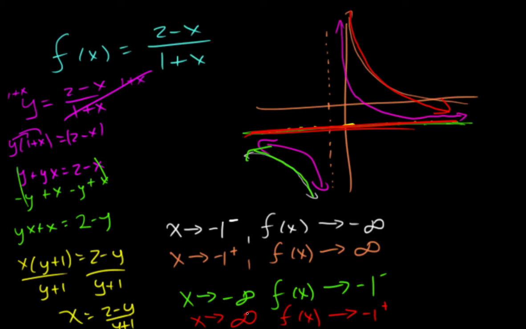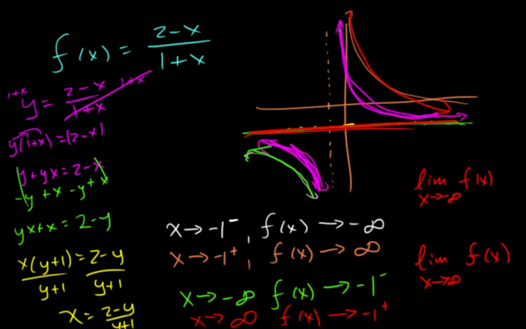Now part B says, if they exist, state the value of the limit as x approaches negative infinity of f of x and the limit as x approaches infinity of f of x. So if we're traveling on the function, so once again the purple is what the function is.